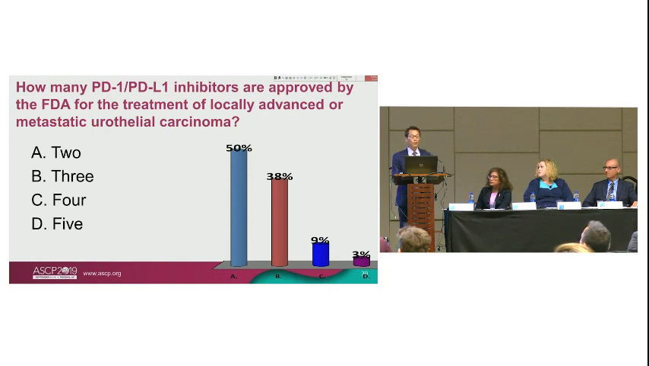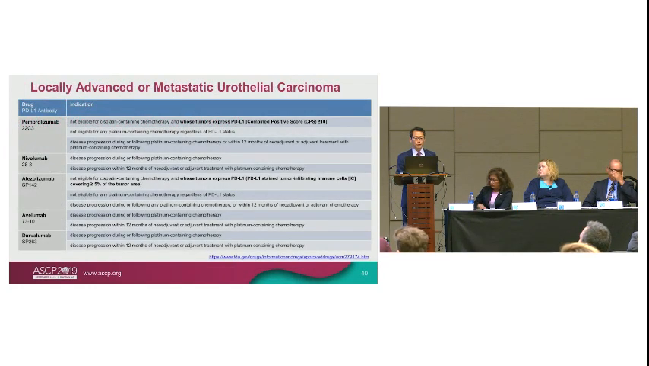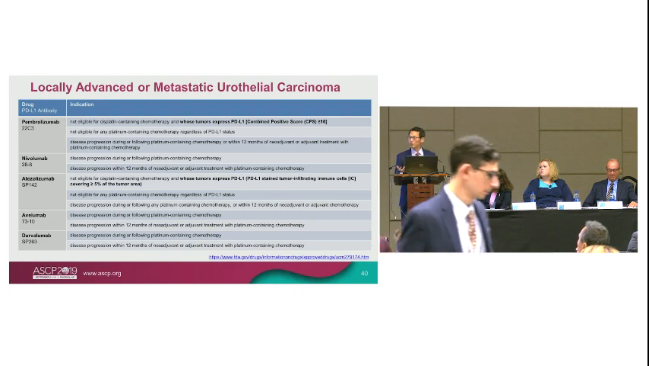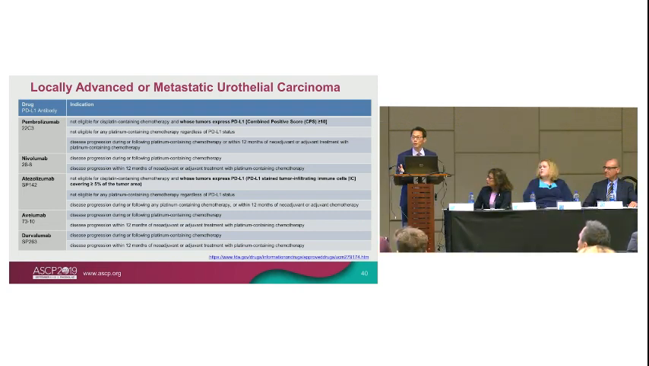Okay, so most of you thought the answer was 2. The actual answer is 5. And these are currently the 5 PD-1 or PD-L1 inhibitors that are currently FDA approved for bladder cancer. Now, chances are within your institution, your oncologist may have strong preferences and may be only using one or two of these agents across multiple tumor types.